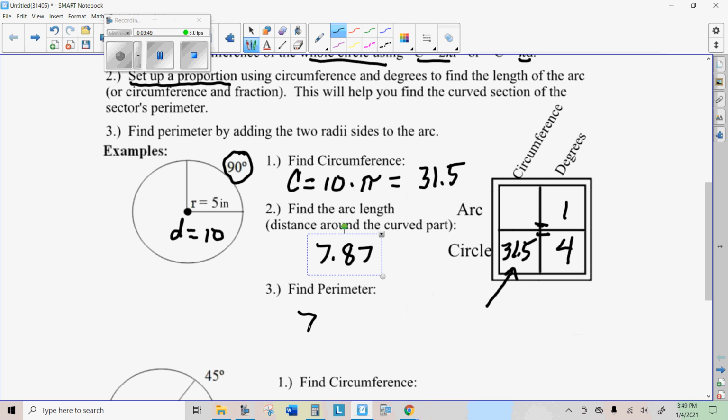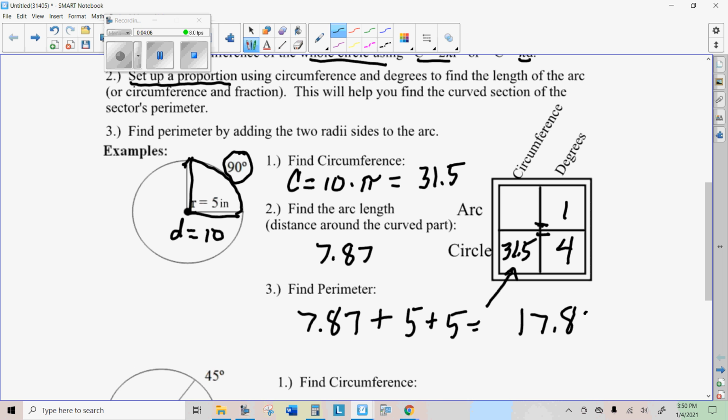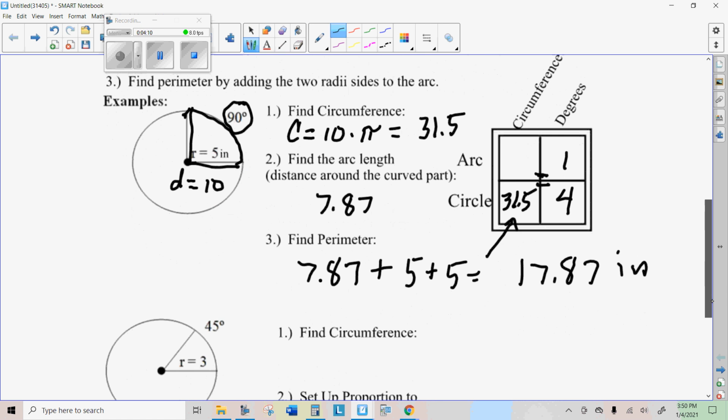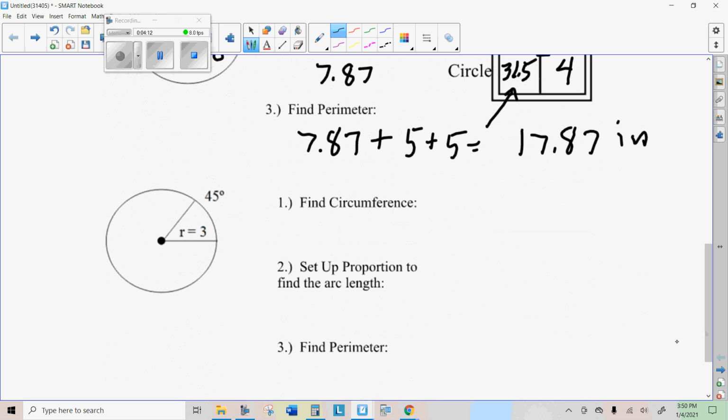Now to finish finding our perimeter, so I just found this part. I now need to add this part and this part. So plus 5 plus 5 equals about 17.85. Okay, and that's in inches because our measurements are in inches. All right, I'm going to let you try one, and then you can check back and see if your work is right.